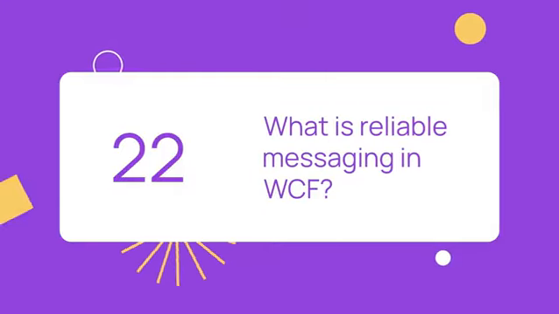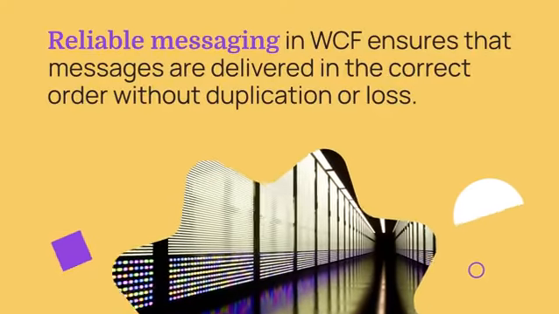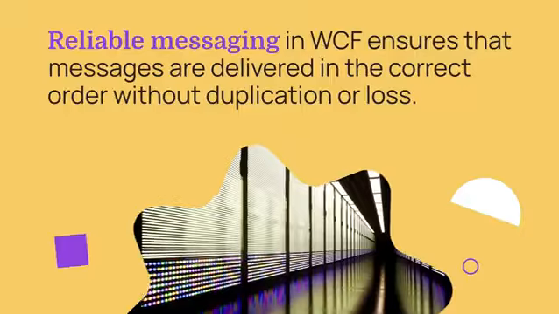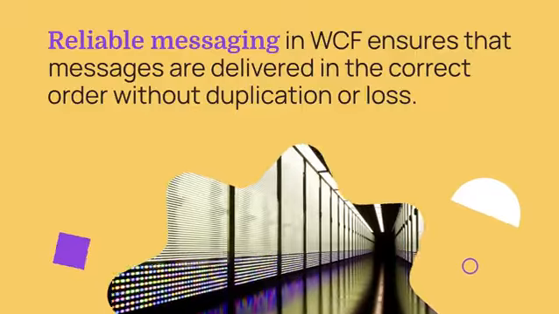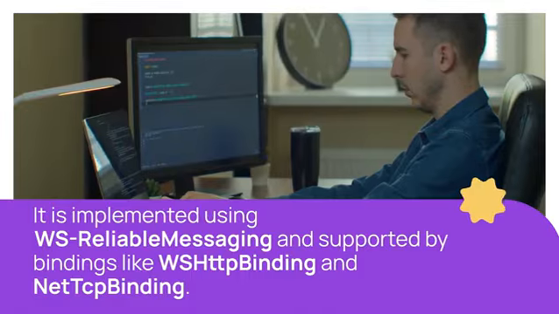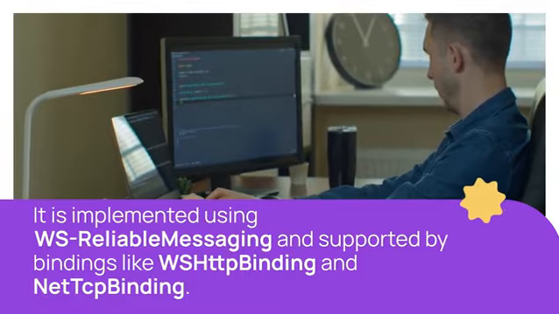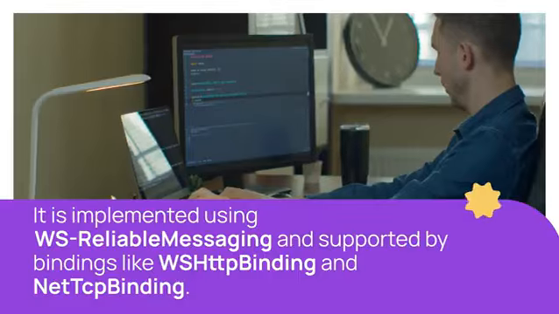22. What is reliable messaging in WCF? Reliable messaging in WCF ensures that messages are delivered in the correct order without duplication or loss. It is implemented using WS Reliable Messaging and supported by bindings like WSHTTP binding and NetTCP binding.